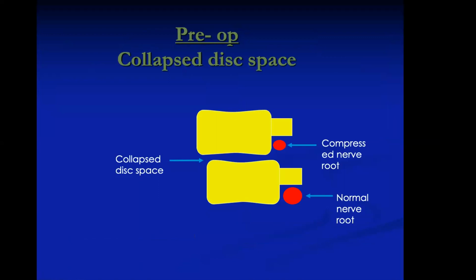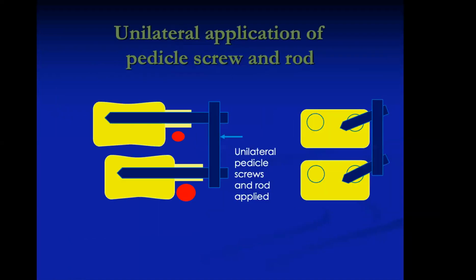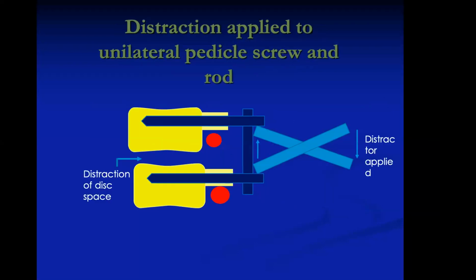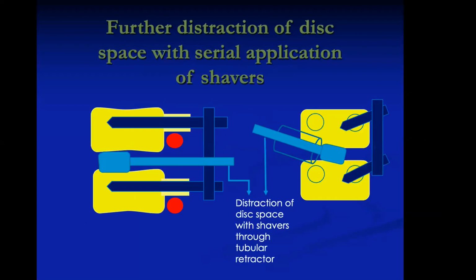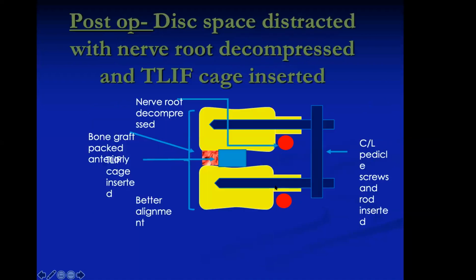So this is L5S1, for example, L5S1 lytic listhesis. We put screws on the opposite side. We distract the screws. Once you distract, the disc space opens up, and then you throw a tubular retractor. You curette the superior and inferior end plate, hollow the disc out, hammer, put in a lot of bone graft and put a cage. The cage itself helps in indirectly reducing the listhesis.